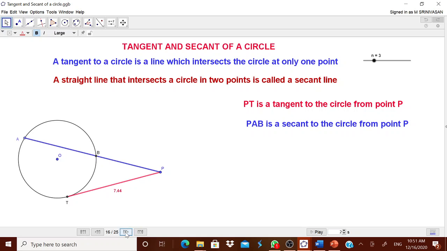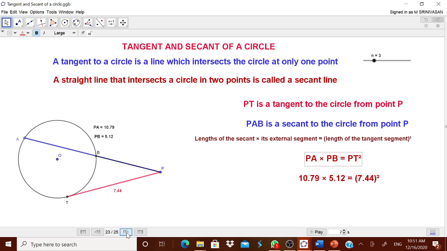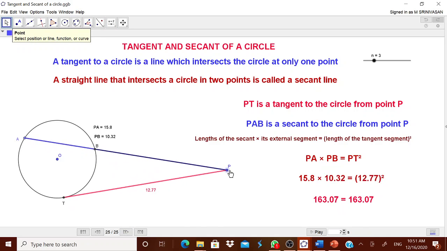Now what is the connection between this tangent and secant? There is one theorem which tells that the length of the secant into its external segment is equal to the length of the tangent segment, the whole square. From the figure, it is PA into PB is equal to PT square. We will get their values and we will try to explain it to the children, and a child can come and pull and push it.